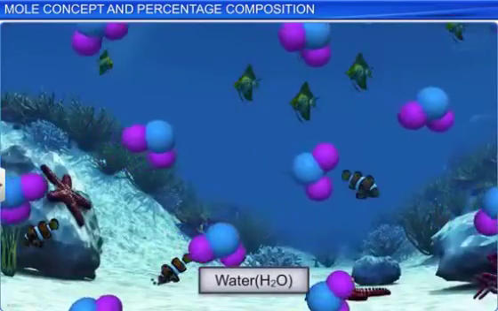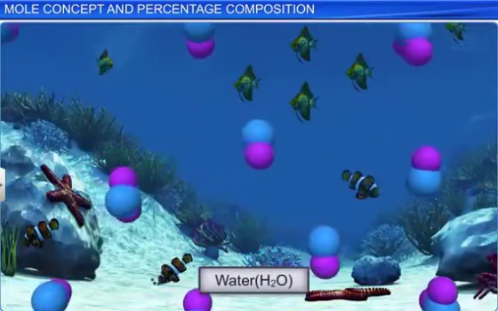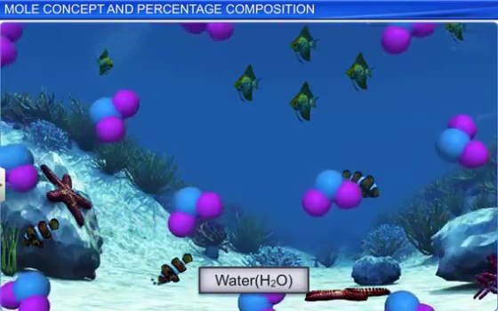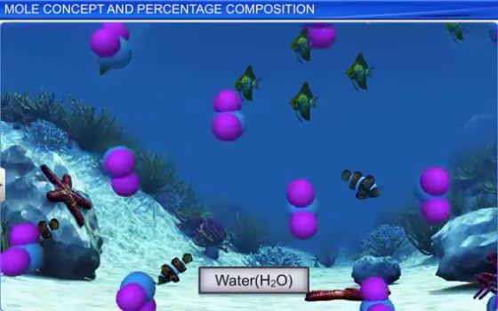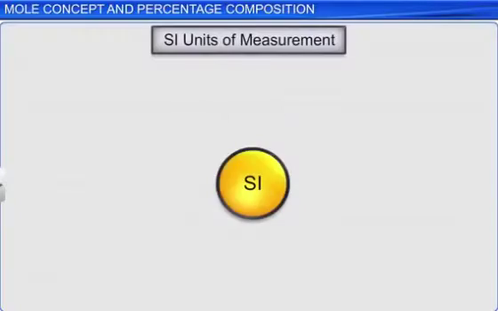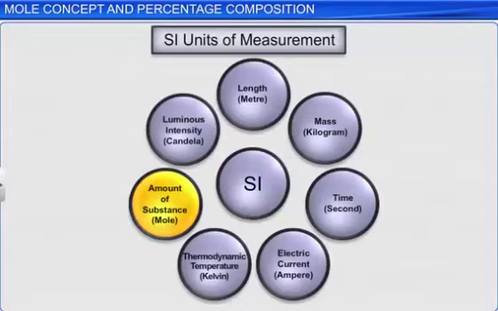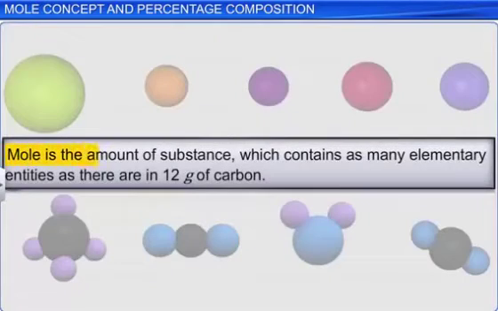When scientists were working with elements and compounds, they felt the need to have a unit of measurement to count entities at the microscopic level. Thus, the SI base unit, mole, was introduced. Mole is the amount of substance which contains as many elementary entities as there are in 12 grams of carbon.